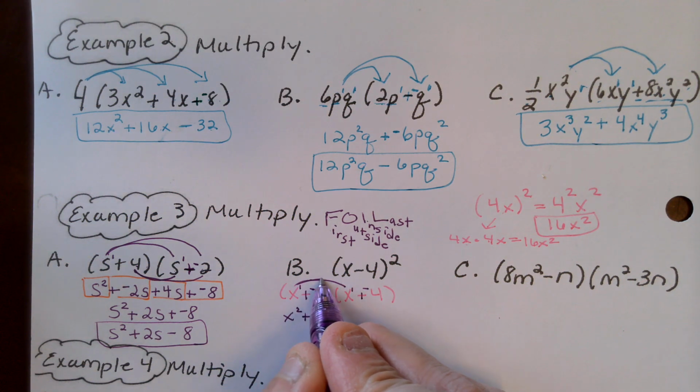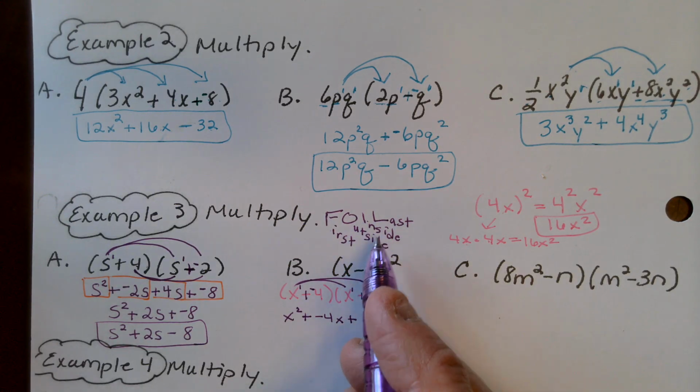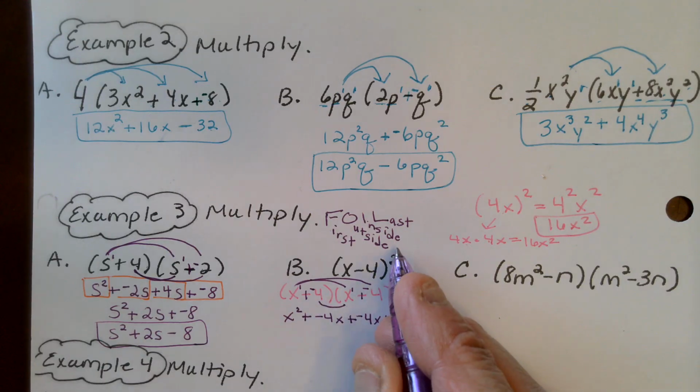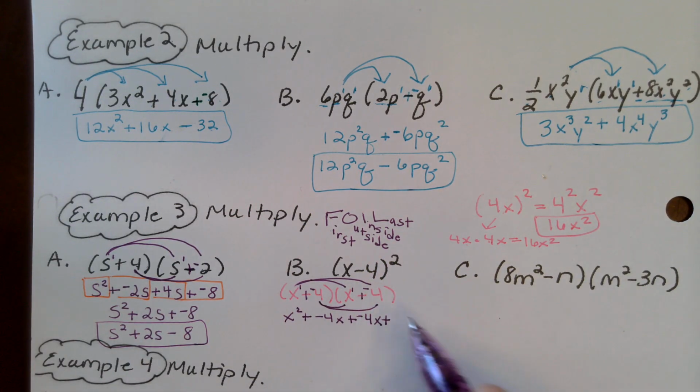X times a negative 4 is a negative 4x. Plus, inside term, negative 4 times x, negative 4x. Plus, the last term, negative 4 times a negative 4 is 16.